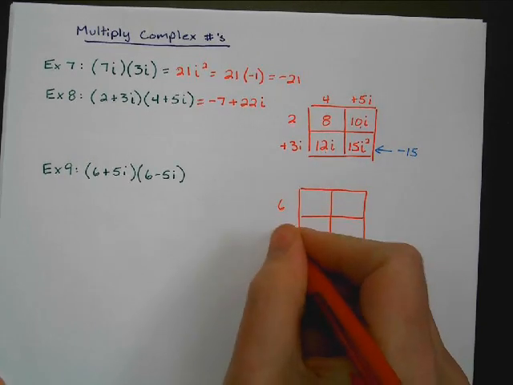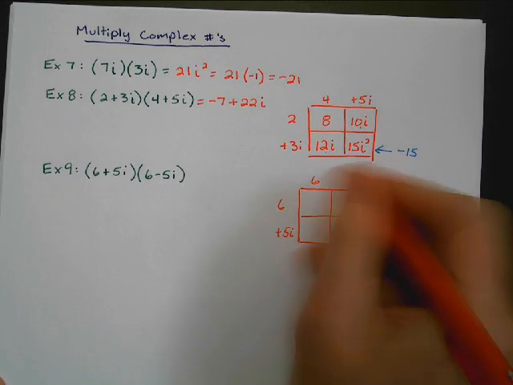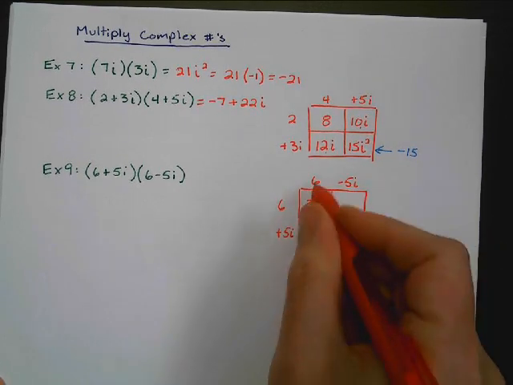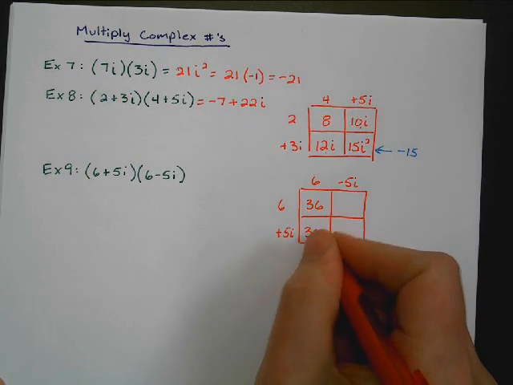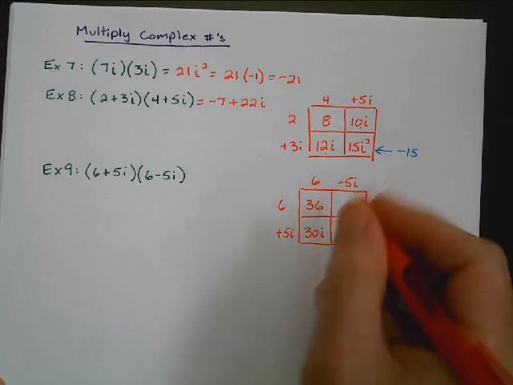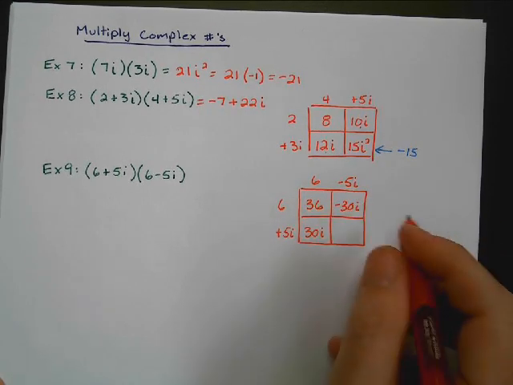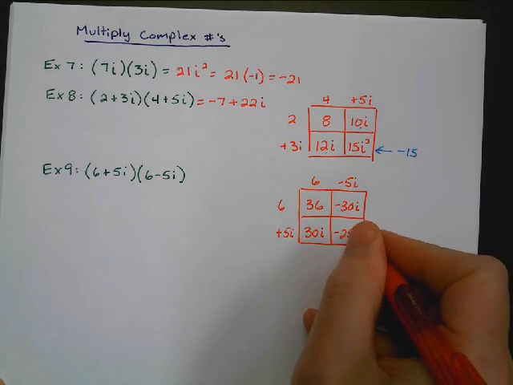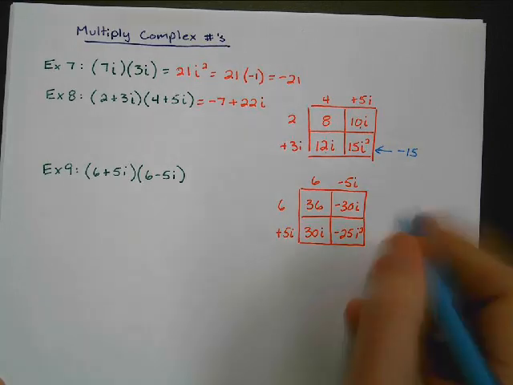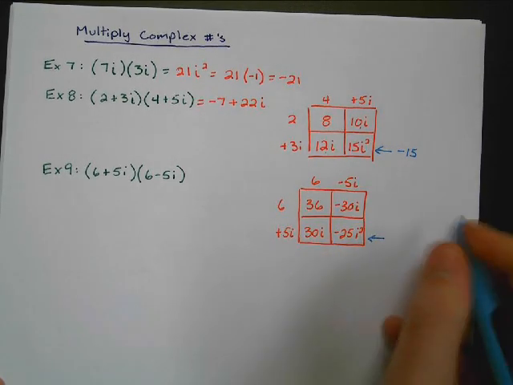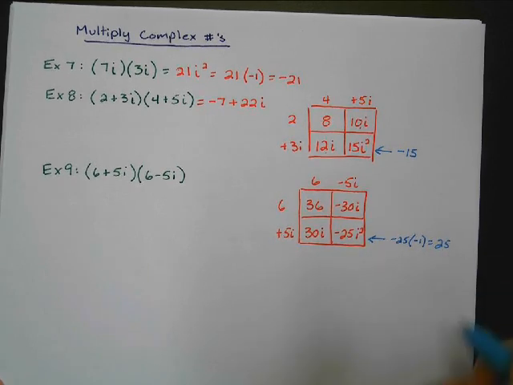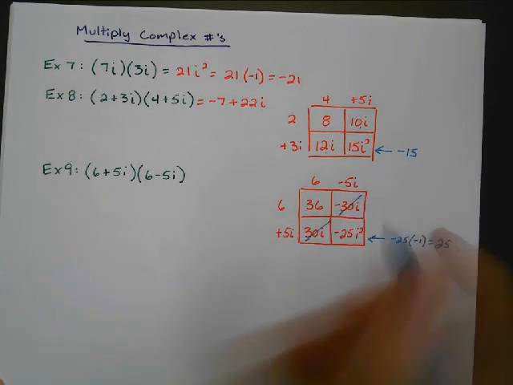So I've got 6 plus 5i, and then I've got 6 minus 5i. 6 times 6, 36. 6 times 5i is positive 30i. 6 times negative 5i is negative 30i. And then negative 5i times 5i is negative 25i squared. But we know that i squared is negative 1. So this one is actually negative 25 times negative 1, which is positive 25. And then 30i minus 30i, those two cancel each other out.